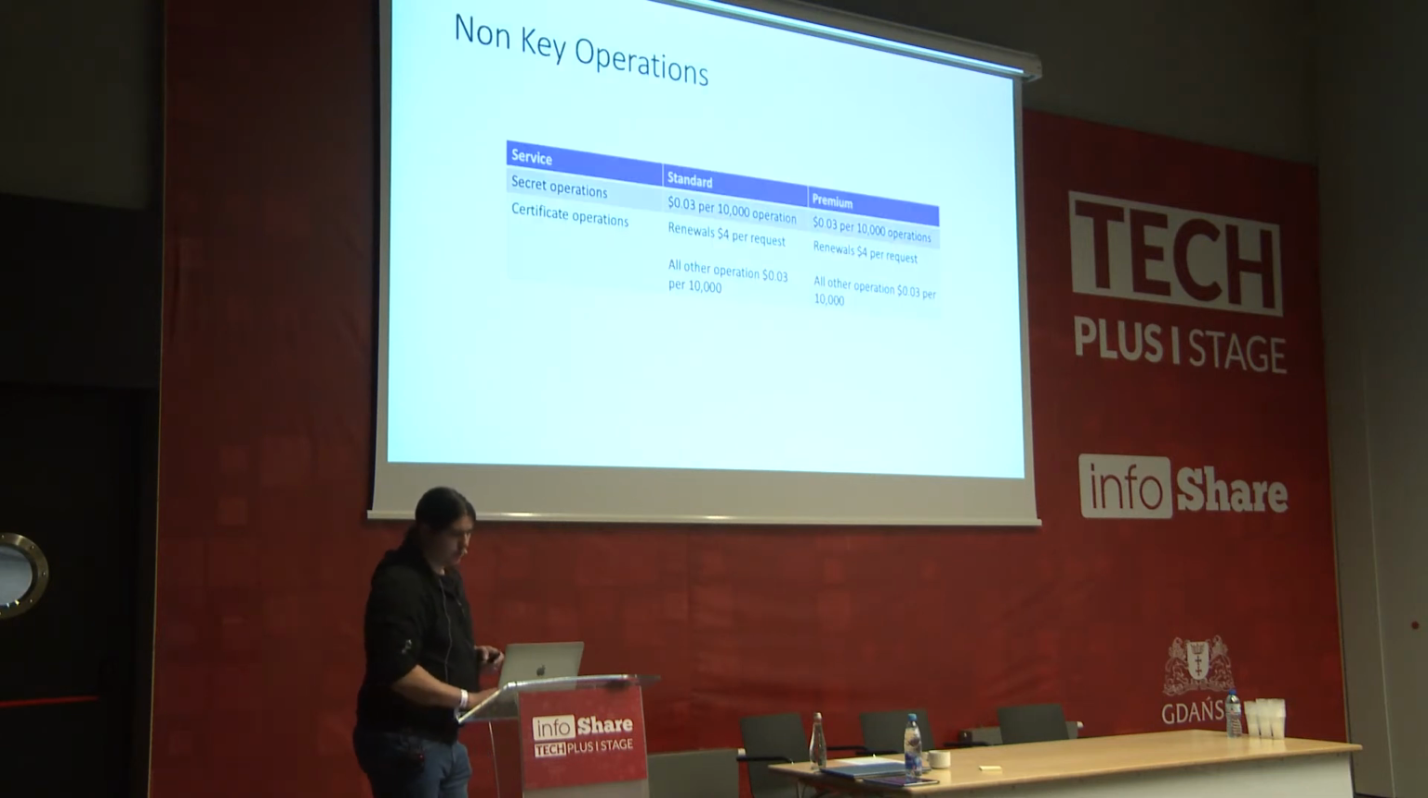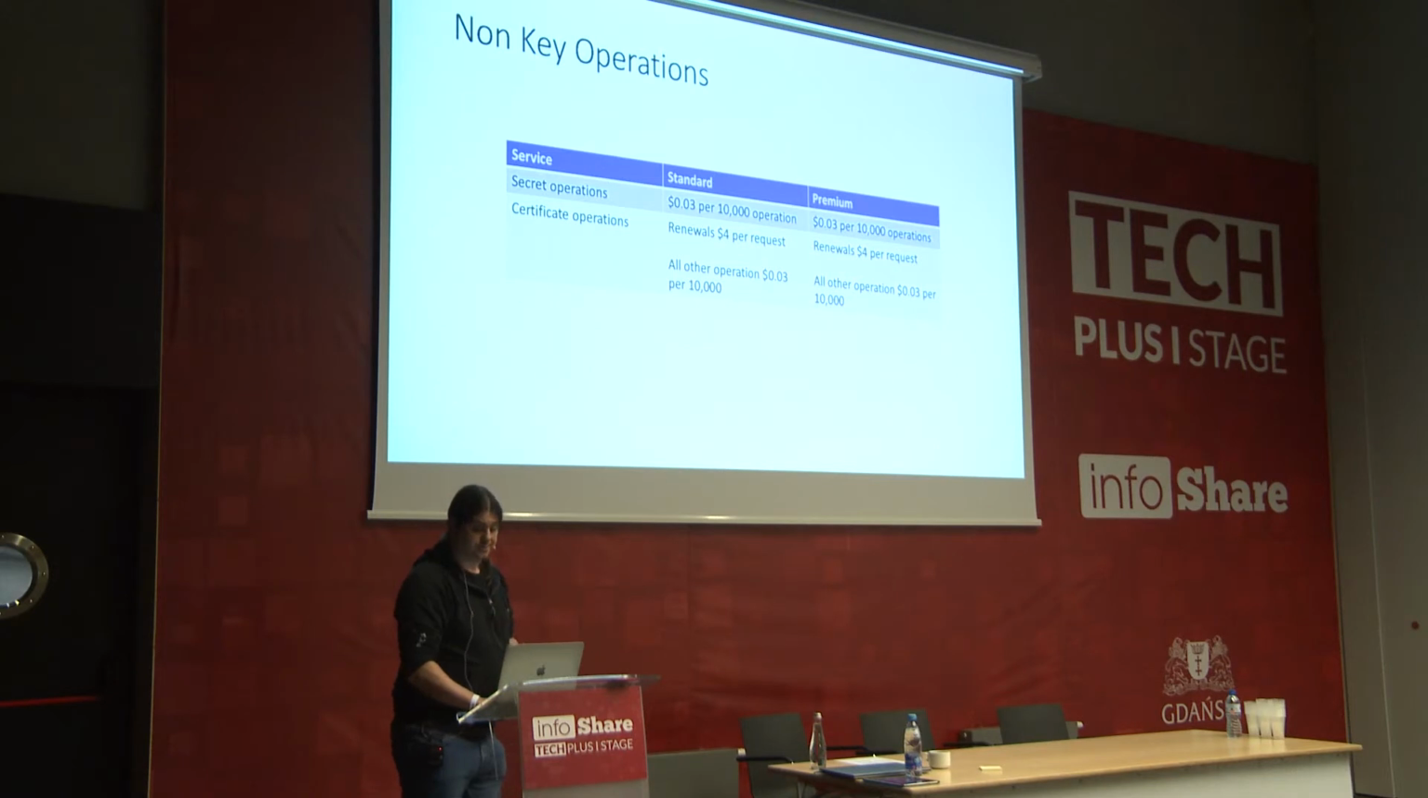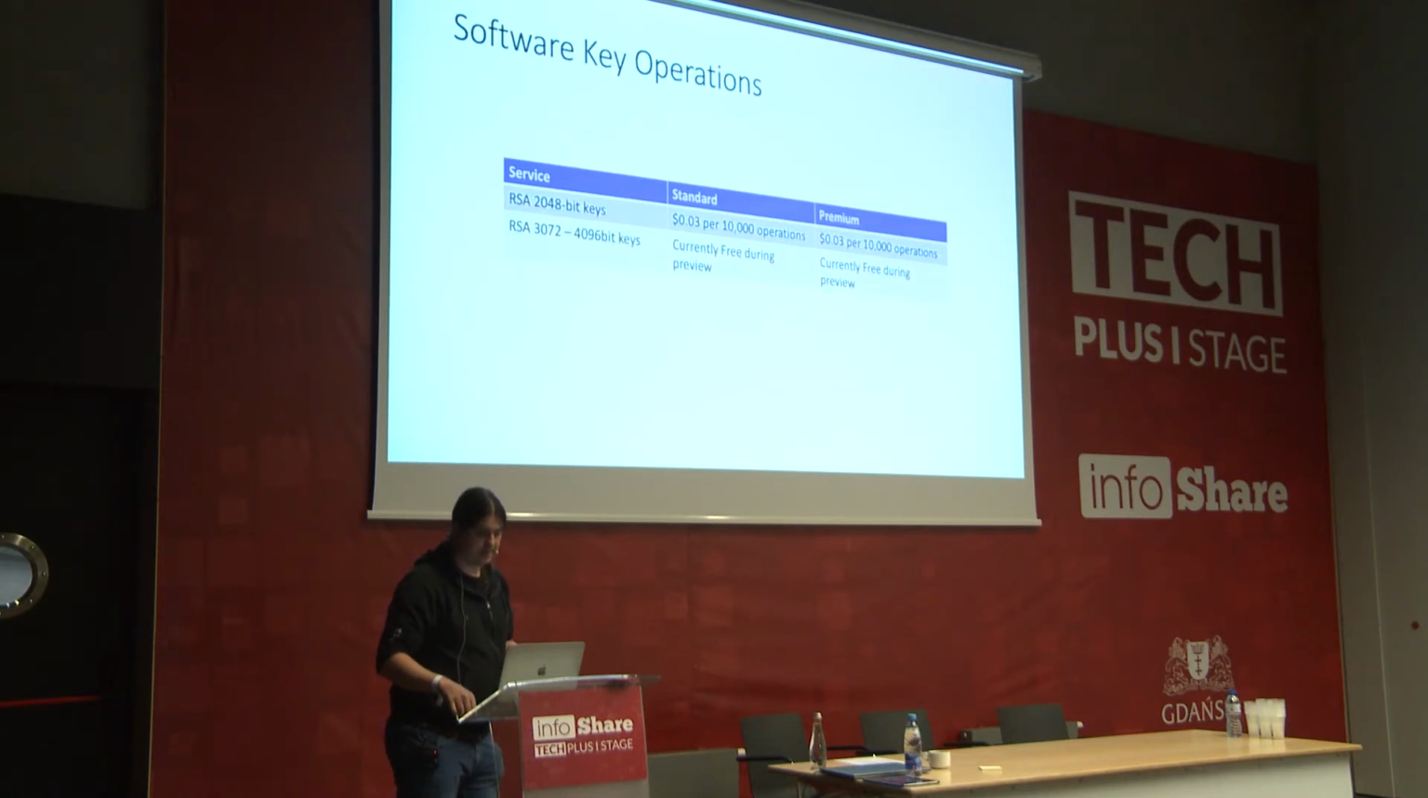So let's look at some example costs. For non-key operations, you've got 2 different service plans. You've got standard and premium. If you're doing anything with secrets, and we'll go into details on secrets later, it's going to cost you about 3 cents, US cents, per 10,000 operations across both service plans. Certificates will cost you $4 per renewal request. And then any other operation is 3 cents per 10,000 operations.